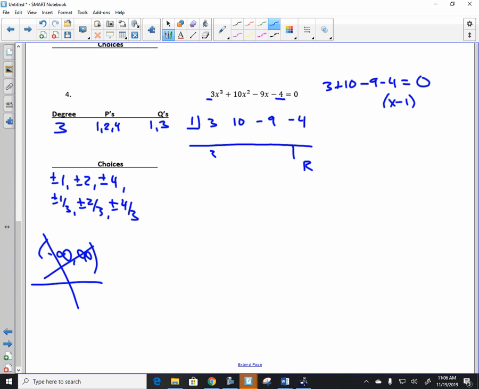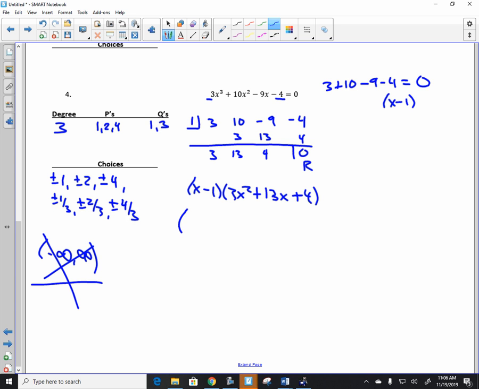We drop the 3, and we multiply. Add, multiply, add, multiply, add. So we have x minus 1 times 3x squared plus 13x plus 4. So remember from the outset we said, does this actually factor? Yeah, it does. There. That's a method of factoring using the rational roots theorem.